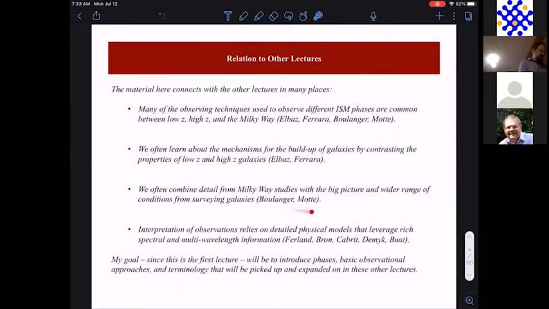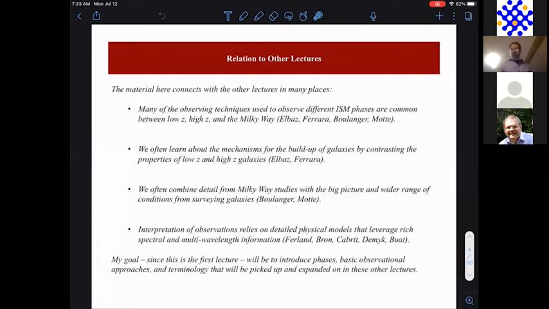And then, of course, the big thing here, which is a motivating factor for the school, is that when we attempt to put together a complete picture of the interstellar medium, what we're often trying to do is combine details from studies of the Milky Way or the absolute nearest galaxies with the big picture that you get from surveying galaxies, and especially from surveying galaxies across cosmic time. And then finally, I'm going to talk a bunch about observations. I'm going to be very observationally anchored.